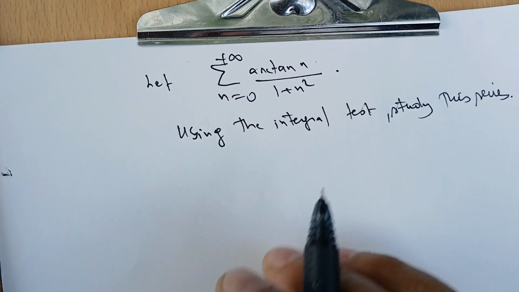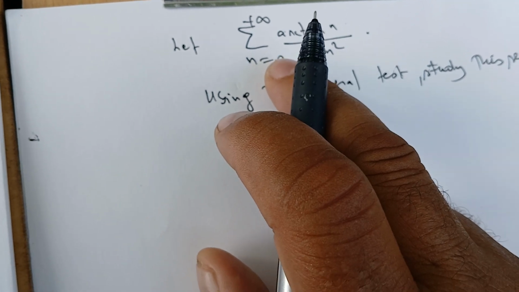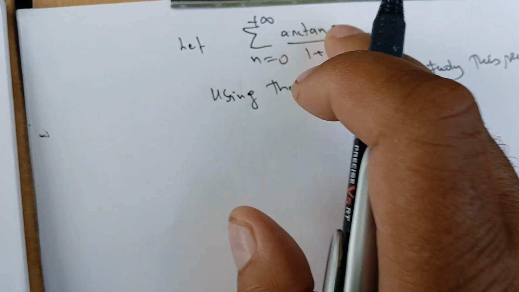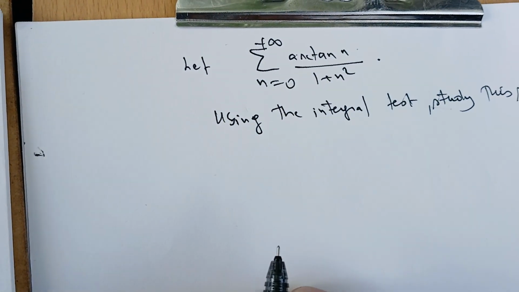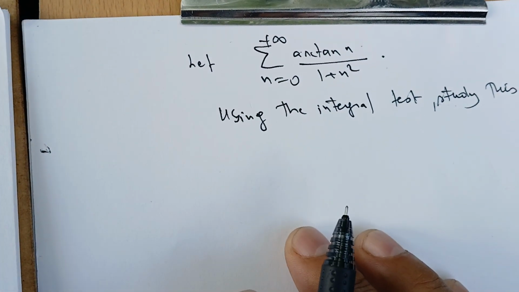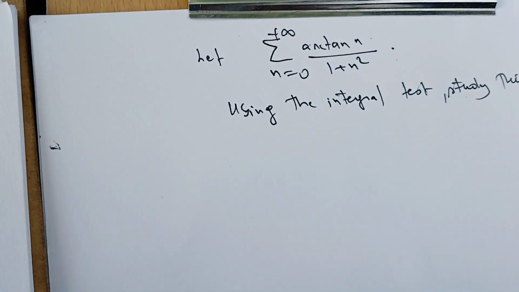In this video, we're going to focus on this series given by the sum from 0 to infinity of arctangent of n over 1 plus n squared. We want to use the integral test to study its nature. That means to see whether it's convergent or divergent.